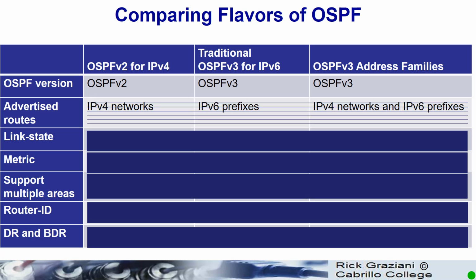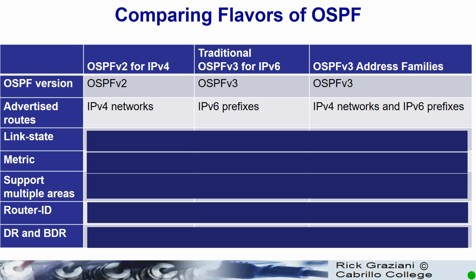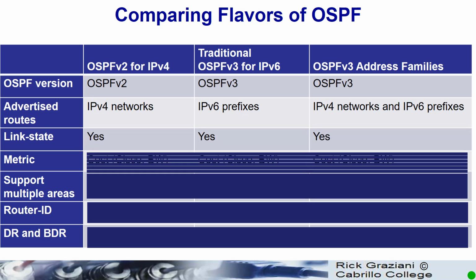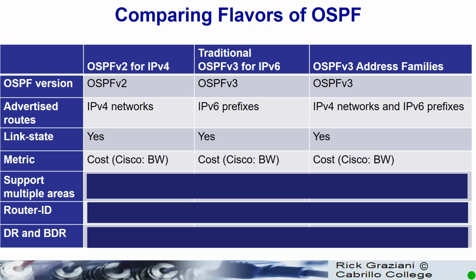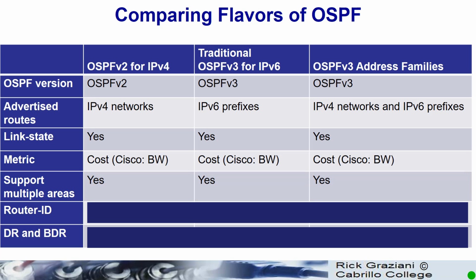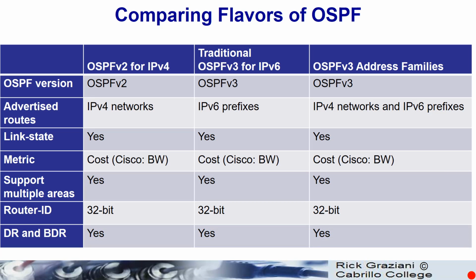Basic operations and algorithms for IPv4 are pretty much identical in IPv6. Again, different versions, the different prefixes, link states, how we do our metric, router IDs, designated routers and backup designated routers. So you'll notice almost everything is identical with the exception of advertising of routes, and that's going to be the appropriate either IPv4 networks or the prefixes, or we're talking about address families, a combination of networks and prefixes.